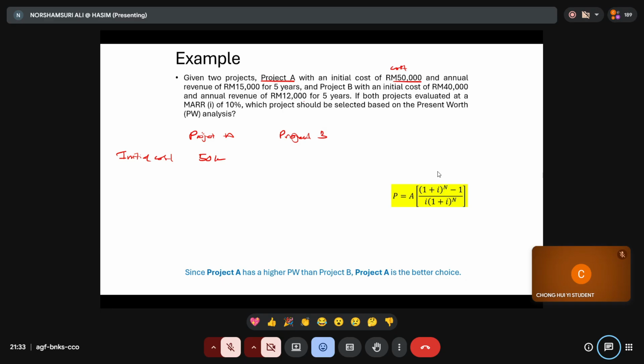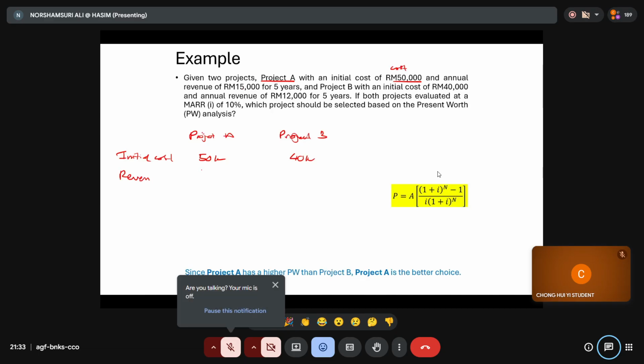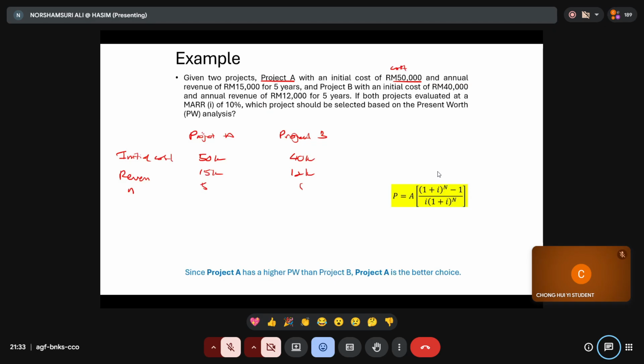Project B, initial cost 40,000. Revenue 15,000. So put revenue 15,000 for project A, and revenue 12,000 for project B. All is 5 years, so N is 5 years. The interest rate I is 10%. They are asking for the present worth analysis. So they are asking what is the present worth.